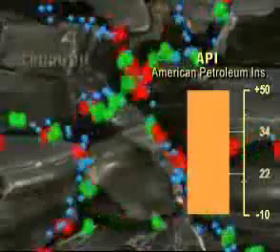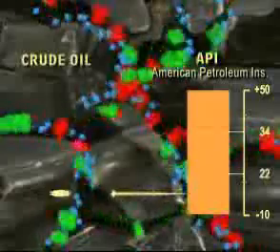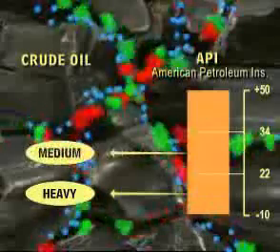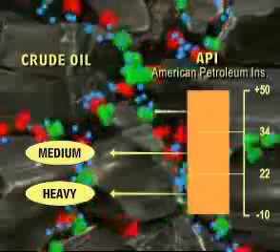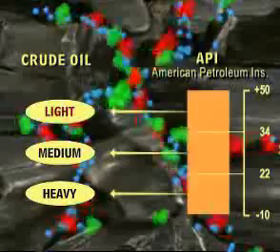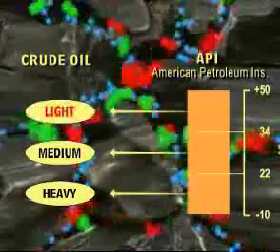On this basis, crude oil is divided into heavy, with an API level of less than 22, medium, with a level of between 22 and 34, and light for levels of 34 or above. Light crude is correspondingly more valuable than heavy.